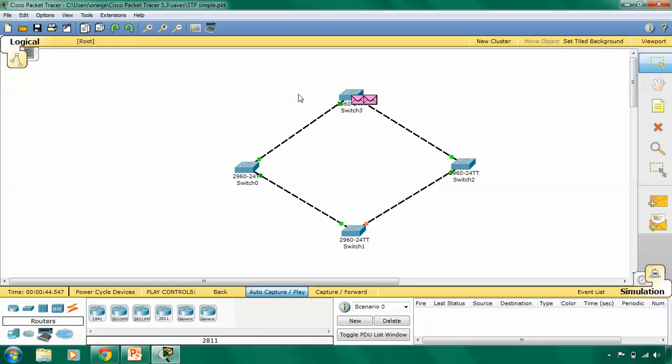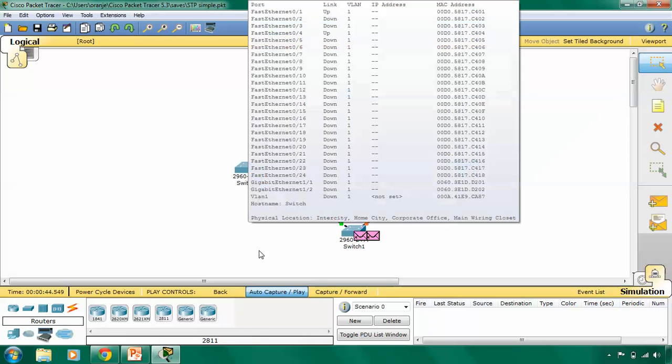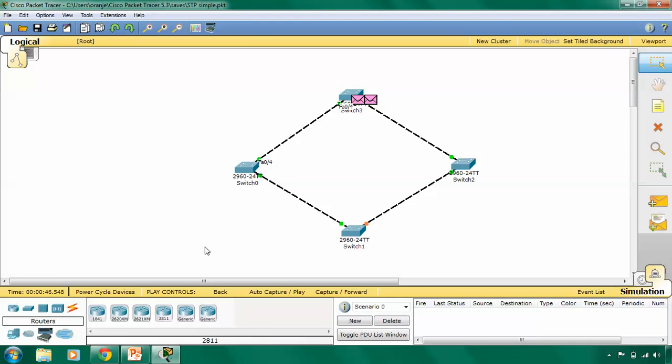So this guy is the root bridge, right? You can see these packets which are getting transmitted out of him. These are the BPDU packets. He forwarded BPDUs to all the other switches, and they in turn forward them to the last switch.